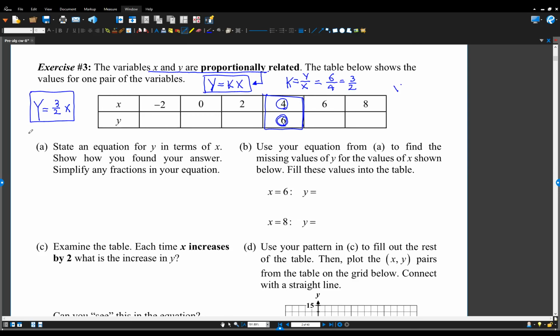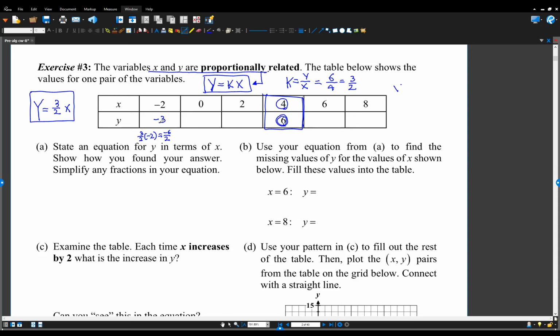Now using the equation, we can find the other points. When x equals negative 2, what is y? y is 3 over 2 times negative 2, or 1.5 times negative 2. Negative 3 times negative 2 is negative 6, over 2 equals negative 3. When x equals negative 2, y is negative 3.